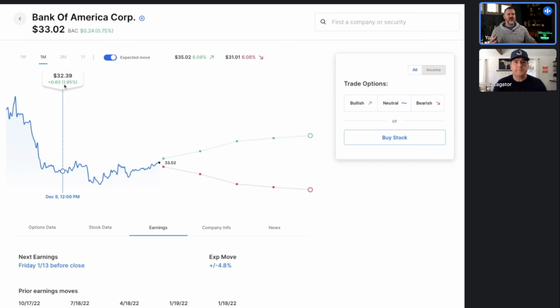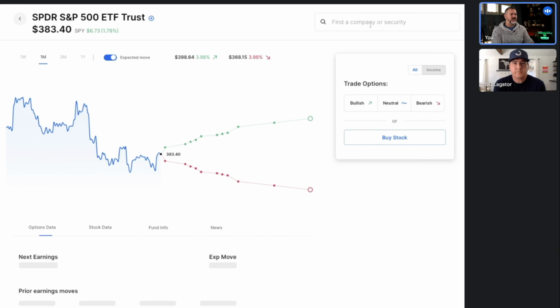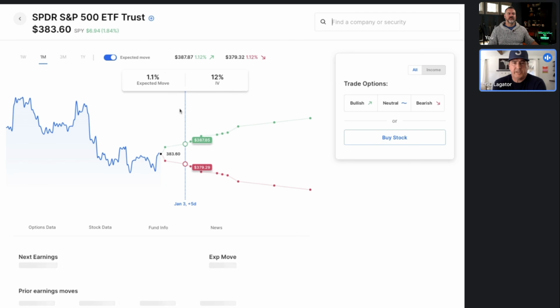Now, I want to jump into actually putting on trades. So let's do something simple like SPY. This is what everybody, myself included, does. I trade a ton of Iron Condors on SPY, and I typically do it like a month out. So could you walk me through how I would use the platform step by step to find an Iron Condor trade?